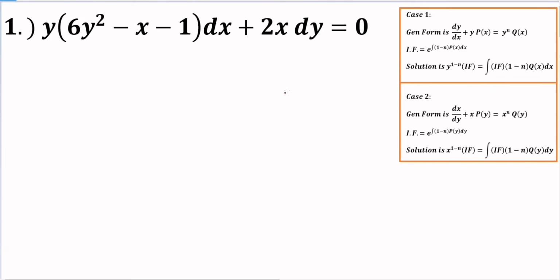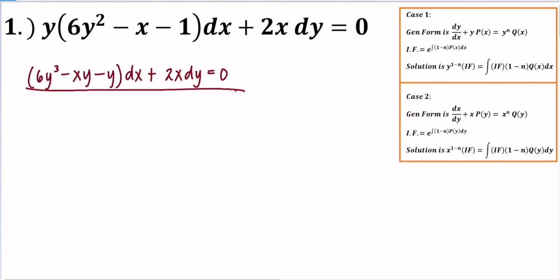So, ang gawin muna natin bago yun ay i-distribute natin yung y dito para maayos yung equation. So, y multiplied by 6y squared is 6y cubed. Y times negative x is negative xy. Y times negative 1 is negative y. dx plus 2x dy is equal to 0.